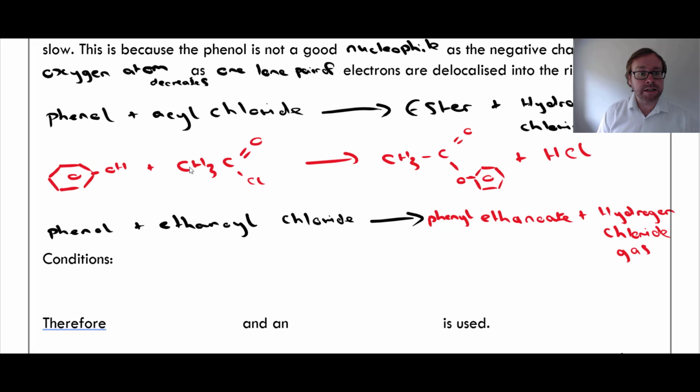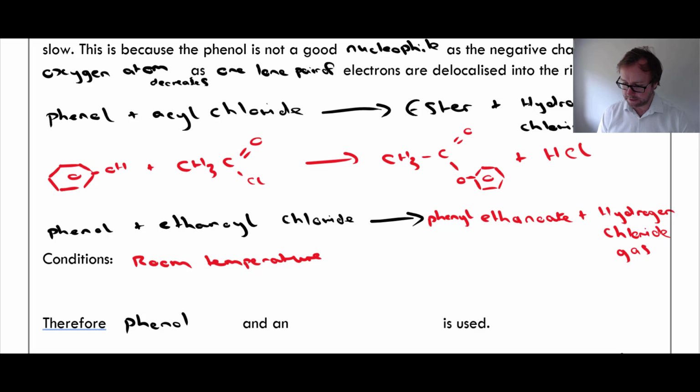Acyl chloride, it's ethanoyl chloride, so I assume you'd probably figure out that you need 2 carbons, so it'd look like this. Okay, and our conditions. So conditions is room temperature and pressure. We can just fill this bit out as well then. So therefore phenol and an acyl chloride is used. Okay, so hopefully you got the idea, because you're going to have another go at it.